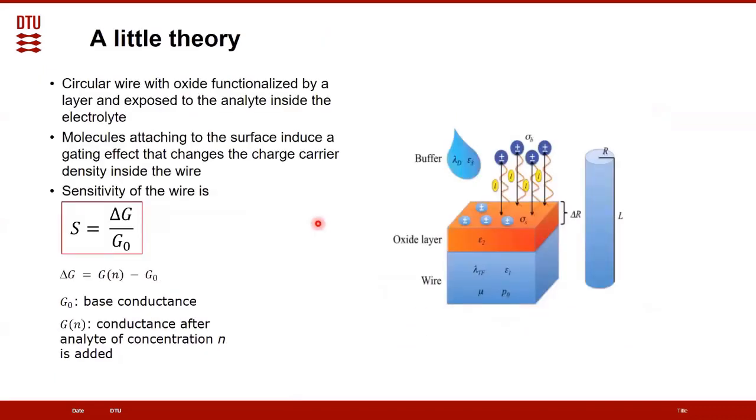To further understand what affects the function of a silicon nanowire field effect transistor, we use a theoretical model where we model the nanowire as a cylinder that has a thin layer of oxide and is placed inside an electrolyte. The biomolecules attaching to its surface are modeled as charges situated a certain distance away from the surface of the nanowire. We define the sensitivity of the nanowire as the change in conductance divided by the base conductance.